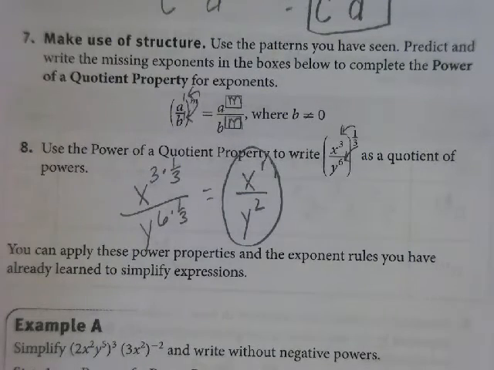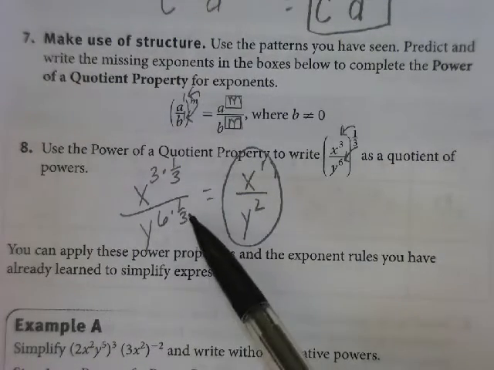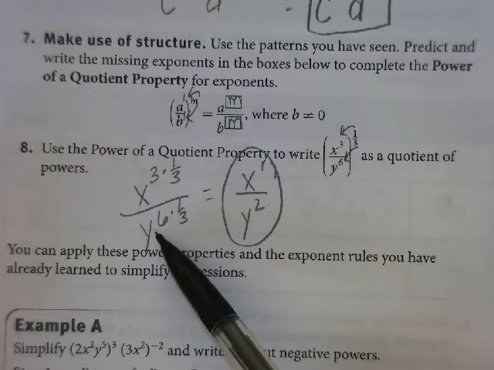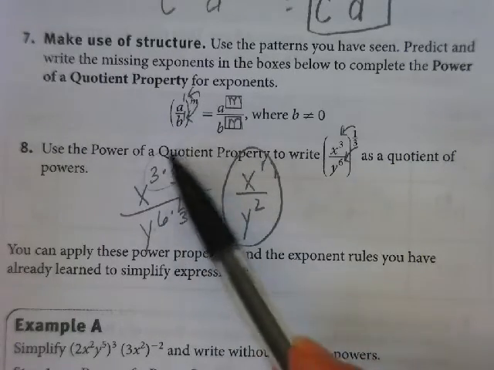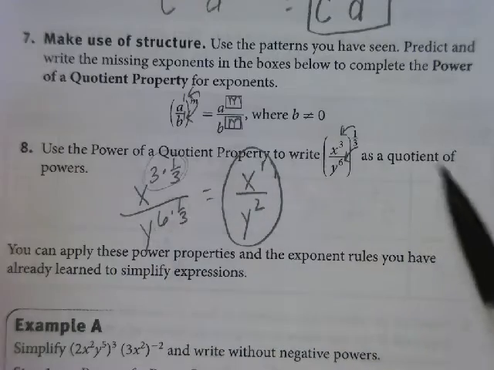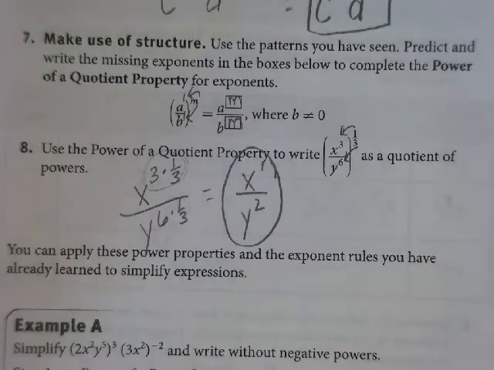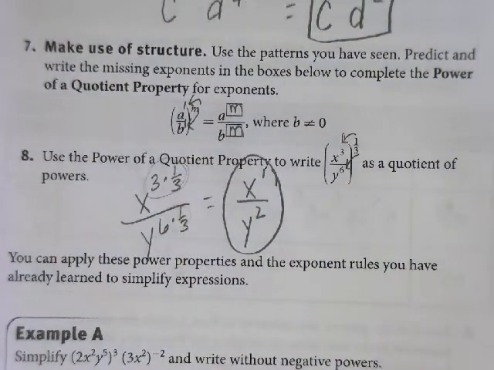Why didn't it work when you put it in the calculator? Because you have x's and you have y's. Did you put those in the calculator? Okay, if you cannot put the variables in the calculator, you can put the 3 times 1/3 and the 6 times 1/3, but when you put the variables in, it messes it up. Okay? All right, let's look here.